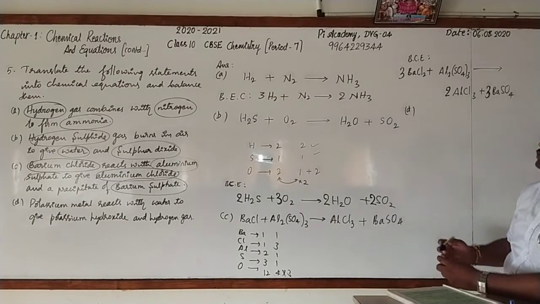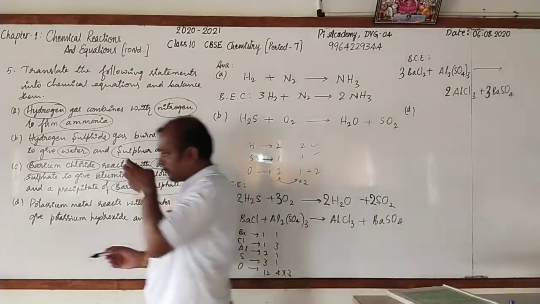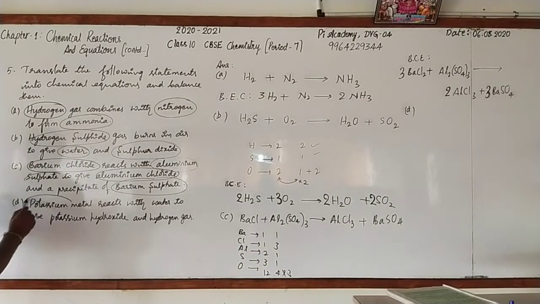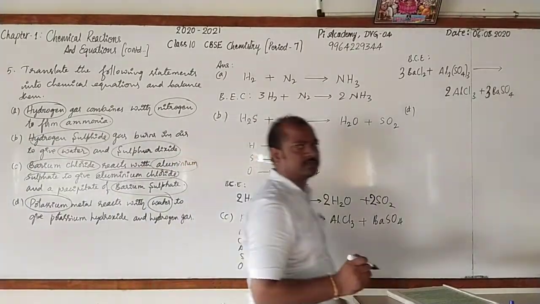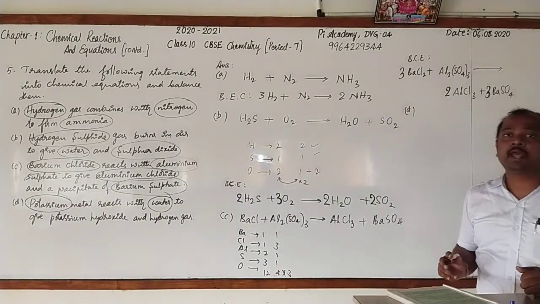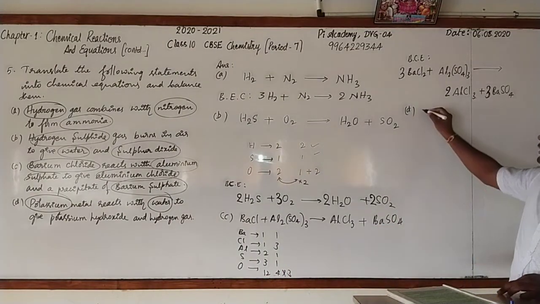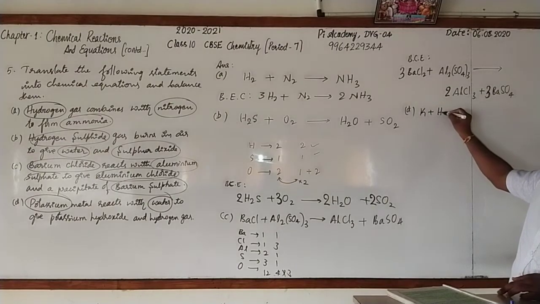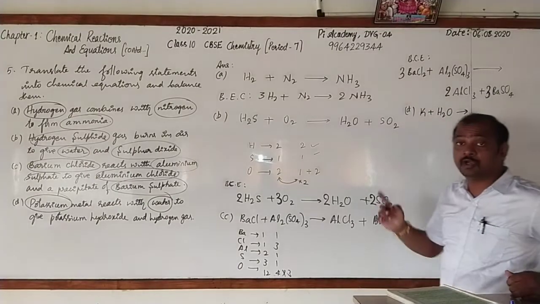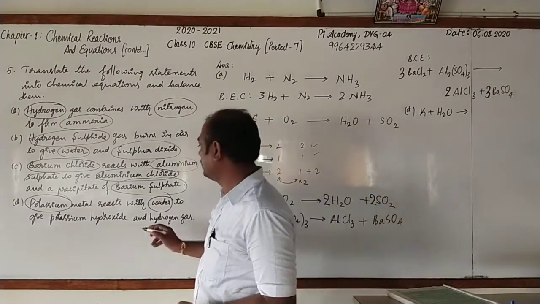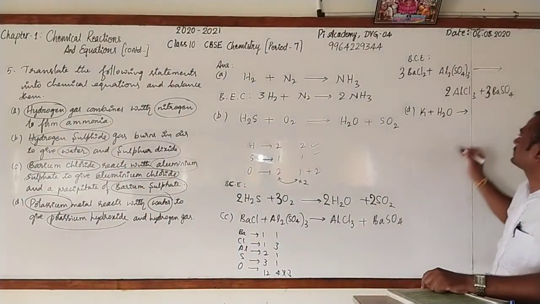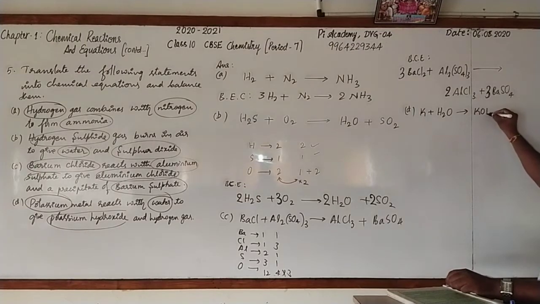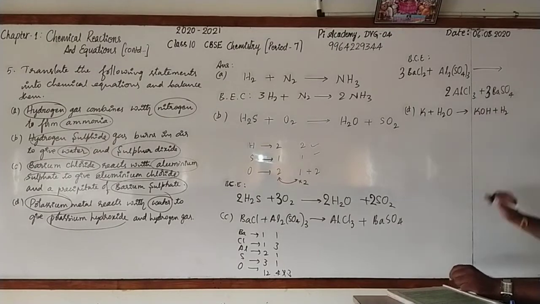Now we are moving to D1. Observe this. Potassium metal reacts with water. A very vigorous reaction takes place because potassium is a highly reactive metal. Potassium reacts with water to produce what? Obviously, potassium hydroxide and hydrogen gas. So, potassium hydroxide, KOH plus H2.